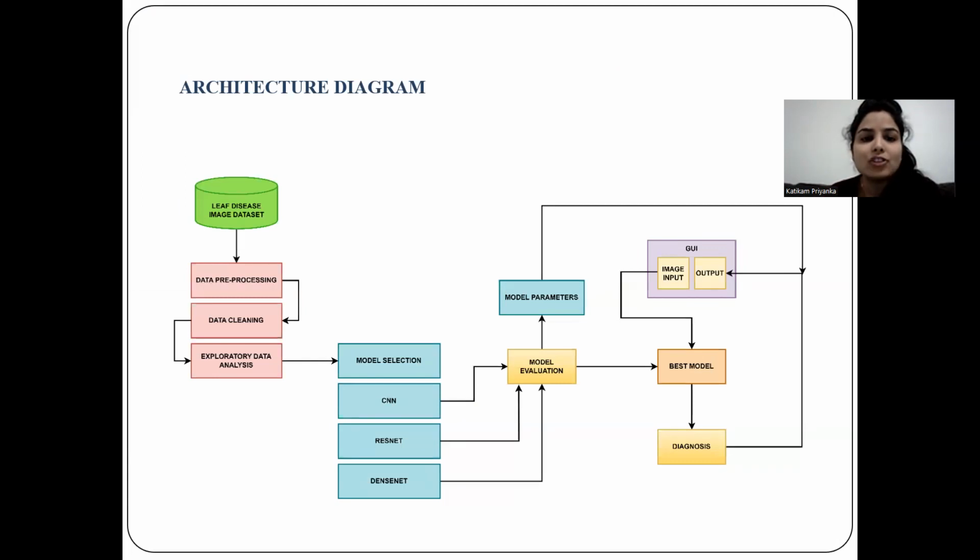And this is an architecture diagram. It shows the leaf disease image dataset. Next comes data pre-processing, data cleaning, EDA. Next we have used the algorithm of model selection, CNN. And next comes model evaluation and GUI: image input, output, and best model.